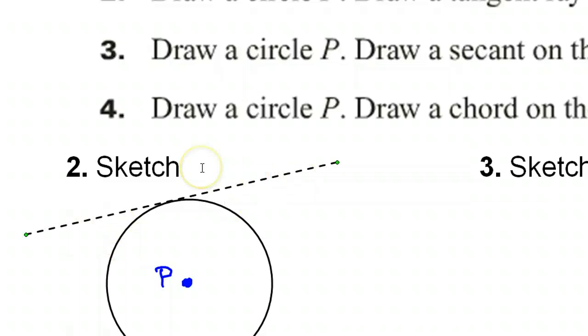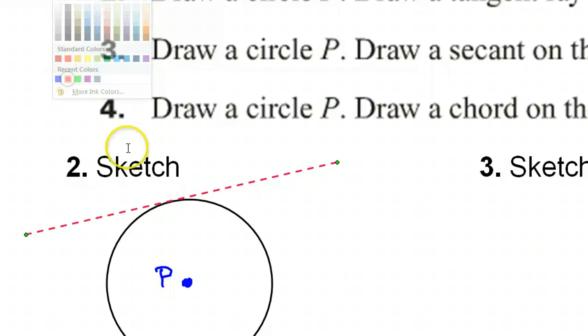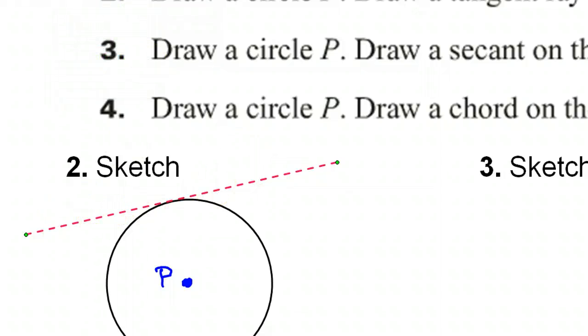I'm going to make this dotted because it's just a guide. I'm going to erase it when I'm done. So this is clearly a tangent line. Now here I come with my tangent ray. So this would be the point of tangency, and I could have a ray going like this.